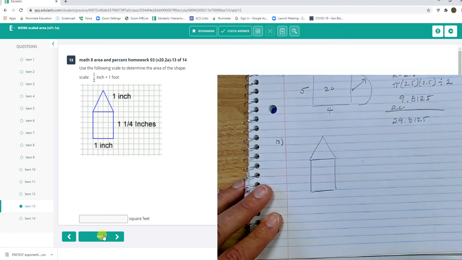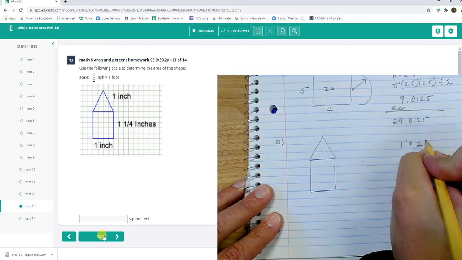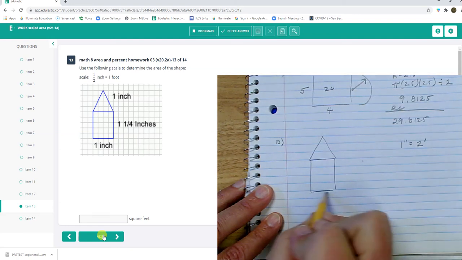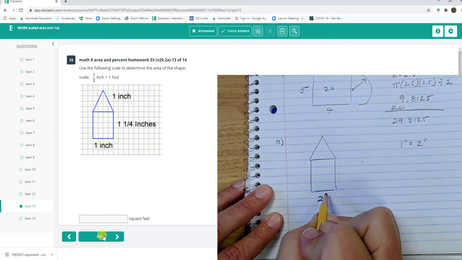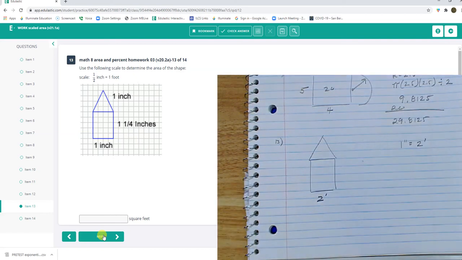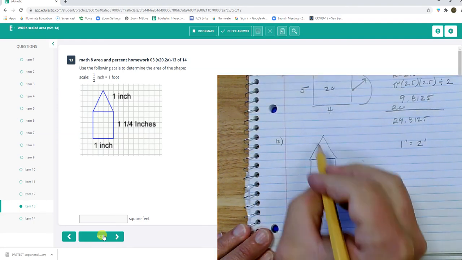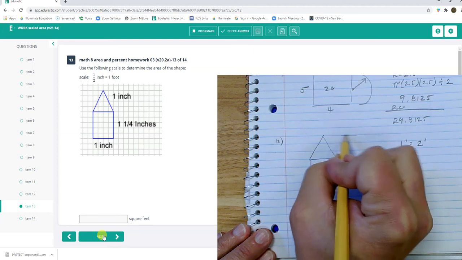A 1/2 inch equals a foot, so a full inch equals 2 feet. So 1 inch equals 2 feet. So this is 1 inch, so that's 2 feet. And this is 1¼ inches, so it's 2 times 1.25, which is 2.5 feet.